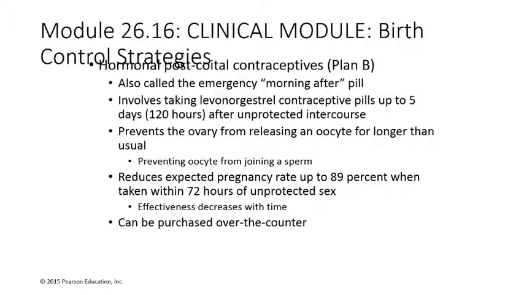Now there are the after pills, the Plan B pills, or the morning after pills, and what you're doing is basically taking large amounts of hormones, and it's going to prevent the ovary from releasing the oocyte for longer than usual, and can also prevent the oocyte from joining the sperm. So really what you're doing is just kind of holding off the ovulation. And so this can be somewhat effective. If an embryo was formed, it will also not allow implantation.